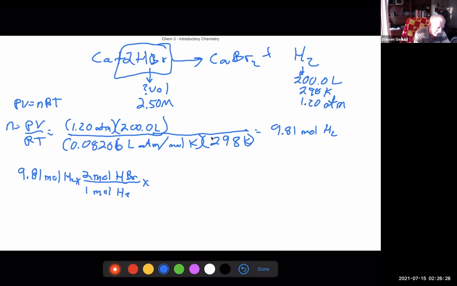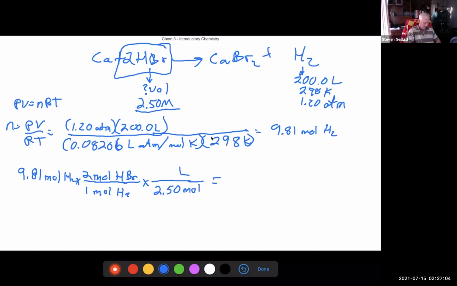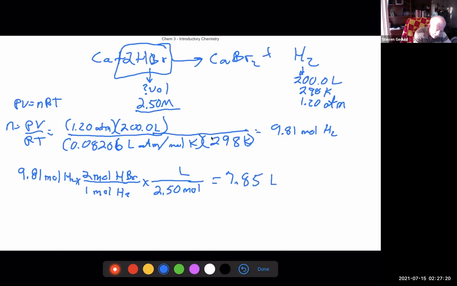So now I want to look for the volume. I have moles of HBr. I know I have 2.50 moles per liter. That's what molarity means, right? 2.50 moles per liter. And that gives us our volume. So then you just do the math. You do 9.81 times 2 divided by 2.5. That comes out to 7.85 liters of HBr. And that's what they're asking for.